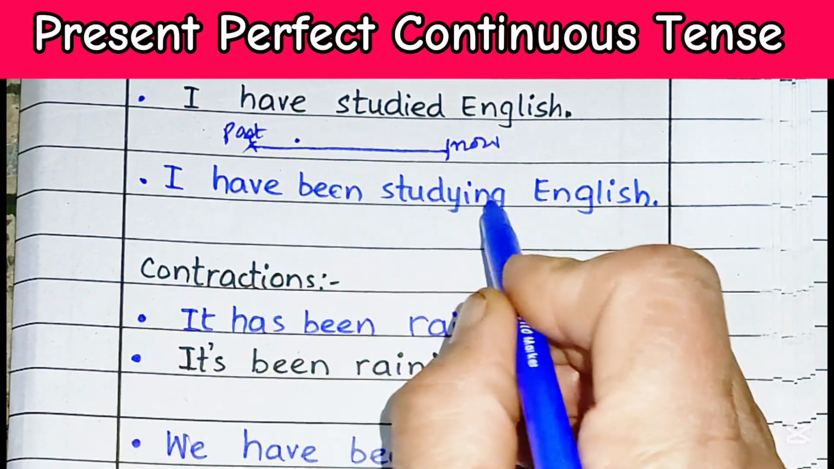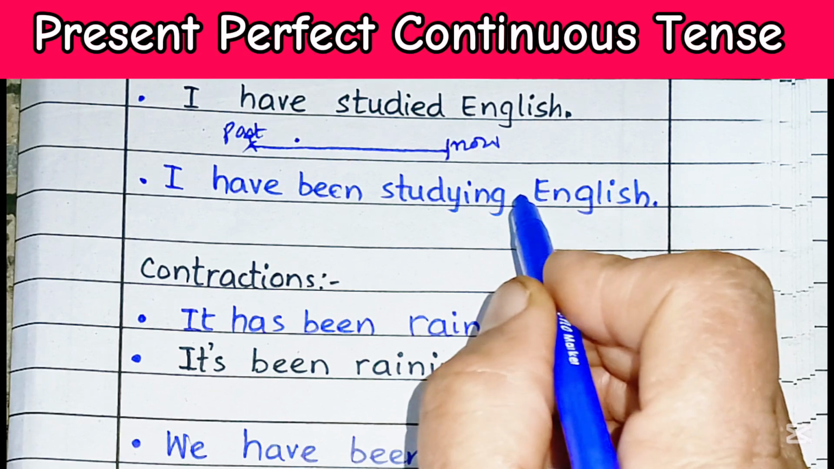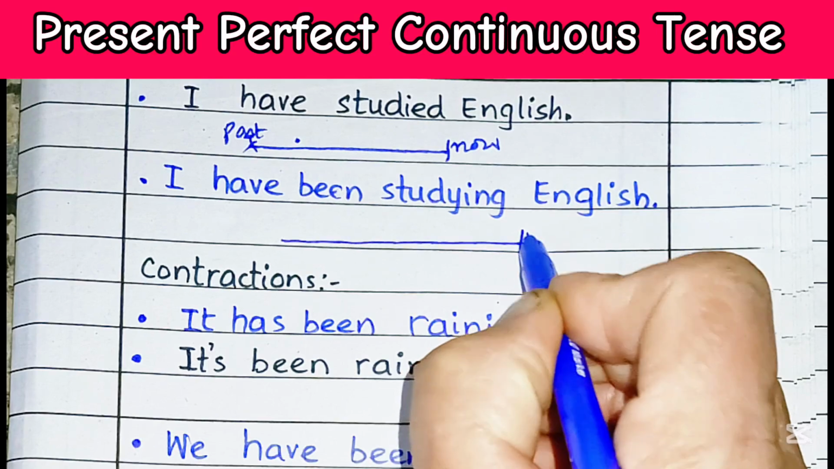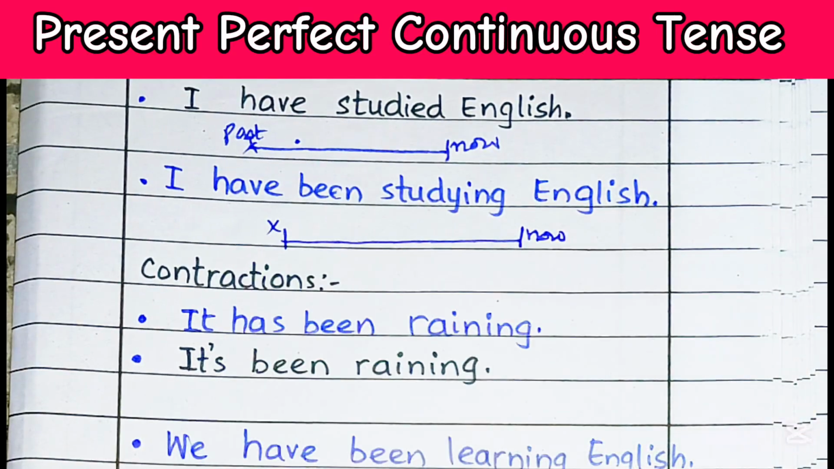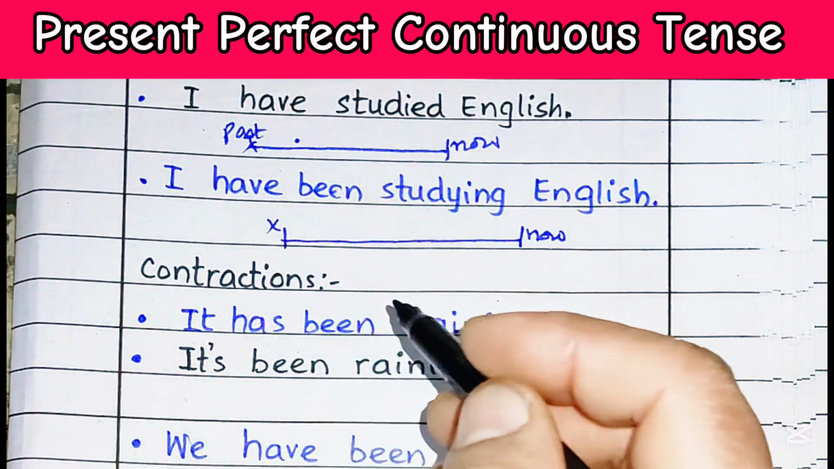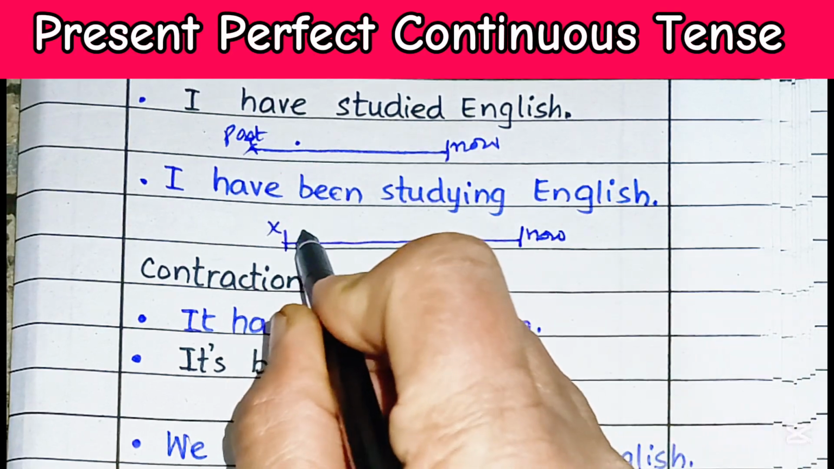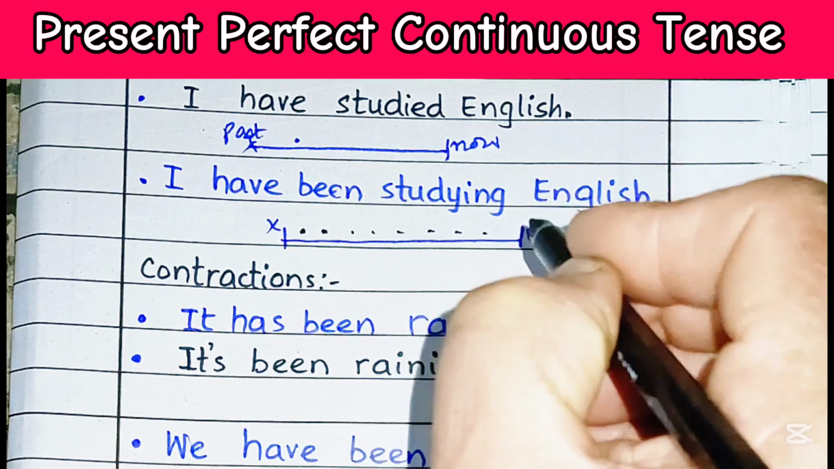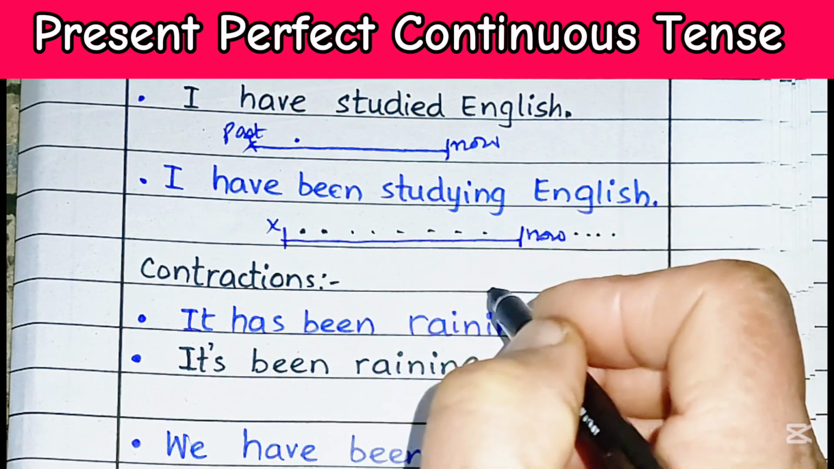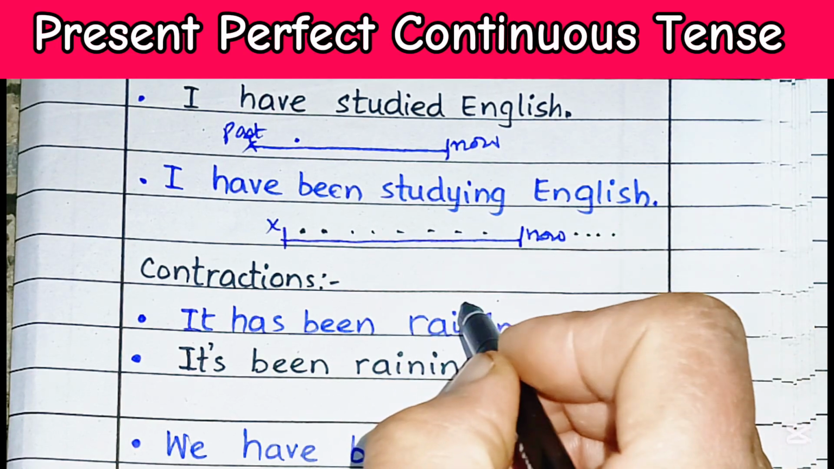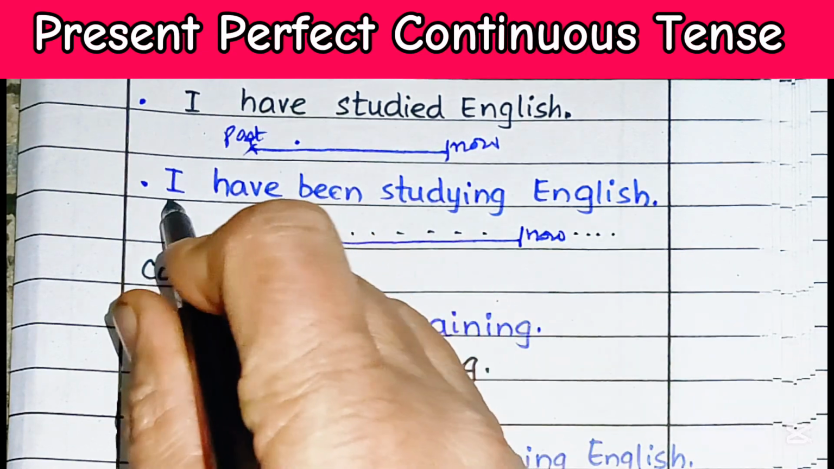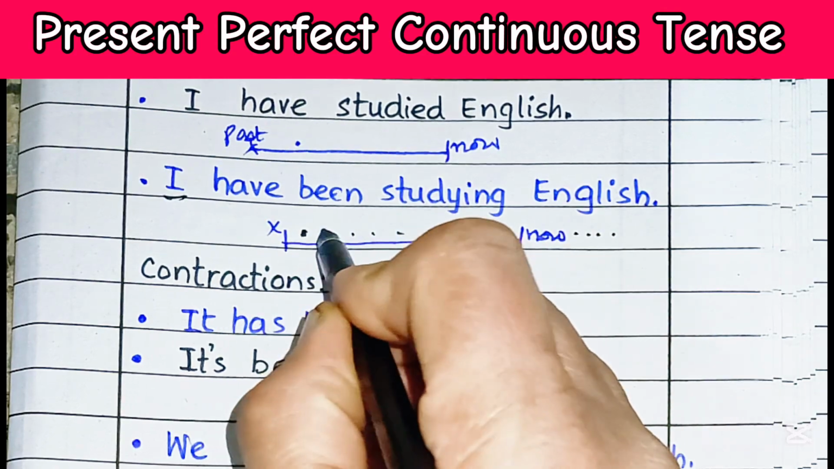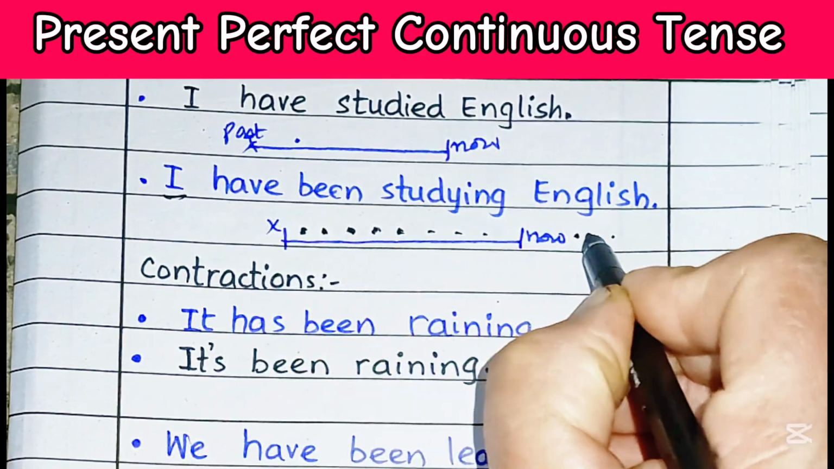But if I say "I have been studying English," this started in the past, just like this one. And this is continuous, started in the past, and continuous till now. It sounds like the subject is still doing it. It means something that happened in the past but still continues.